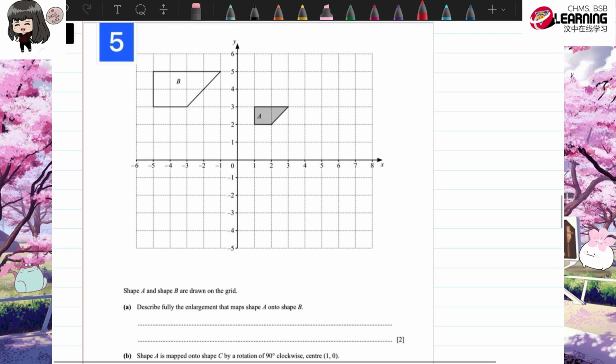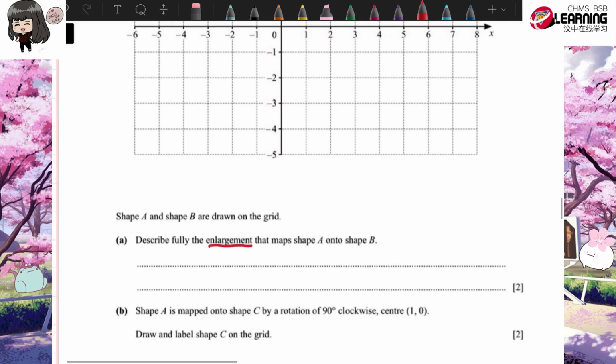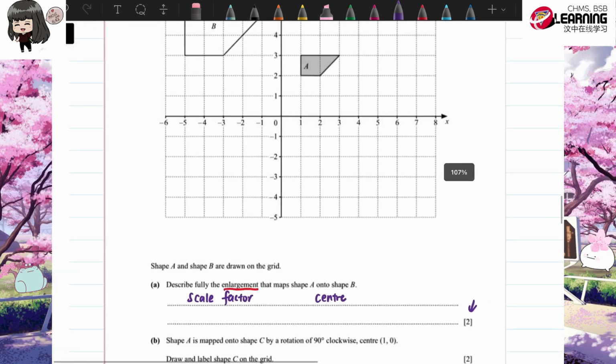Okay, so this question asks you to describe fully the enlargement. They ask you to fully describe, but it's already an enlargement. So to describe the enlargement, you need to describe what is the scale factor, and you need to know what is the center. These two things you have to write down, and it's 2 marks, right? So let's look at shape A to shape B.